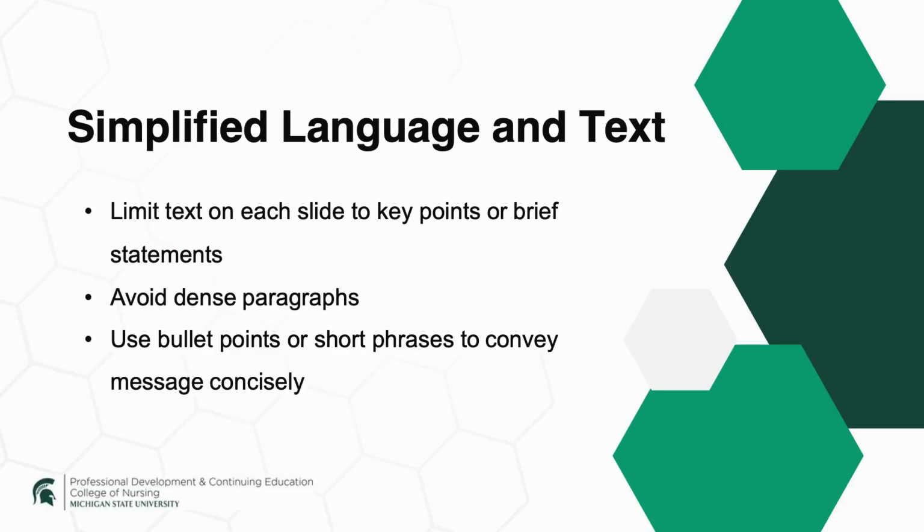The next thing is simplified language and text. And this is all about leaning into that white space and how to use it most effectively. So you really want to think about limiting the amount of text on each slide. You don't want to reproduce your entire presentation script, but rather just give the audience those main points or keywords. And this is often best used in bullet points or short phrases, again, to produce a really concise statement. Another thing is you can edit out words, especially added words in a statement, until you get that statement to be as concise as possible.